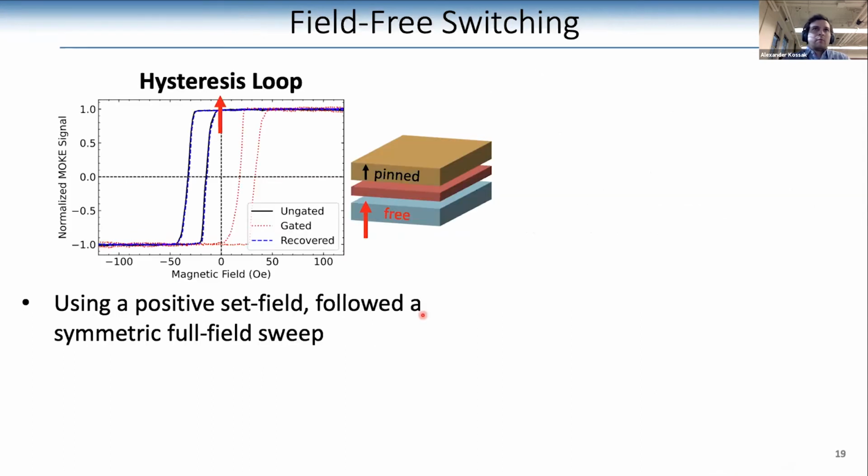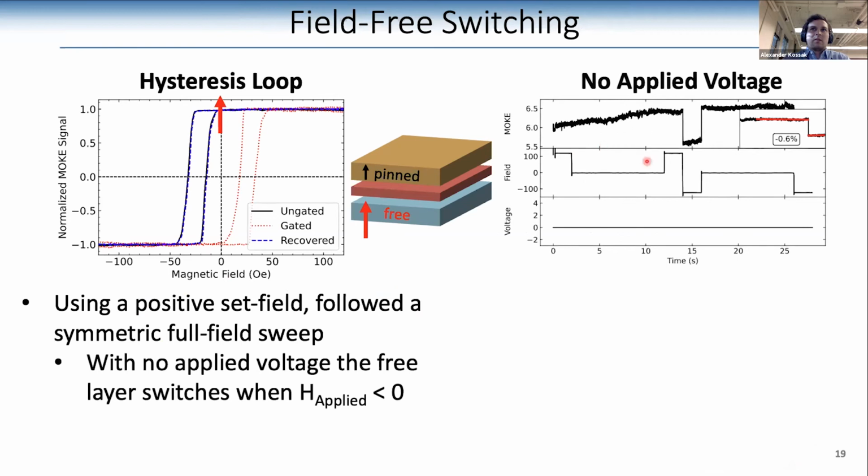And now we can make a prototypical device out of this. So we can start with the hysteresis loop and saturate our sample to the positive state, and then we can do a positive field pulse. When we do a positive field pulse, we see that there's no switching in the MOKE signal. And when we do a negative field pulse, we can see the switching. So with no applied voltage, we can see that the minor loop is saturated in the positive state, and there's only switching when we have a negative pulse.